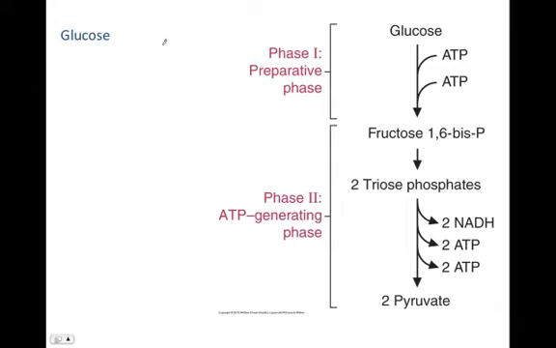So glucose is oxidized through glycolysis in 2 phases. There's a preparative phase, which requires 2 ATP, and there's phase 2, which is energy generating. This portion of glycolysis can take place in the absence of oxygen. Anaerobic glycolysis, as it's termed, will convert pyruvate to lactate, and we'll look at that in a few slides.